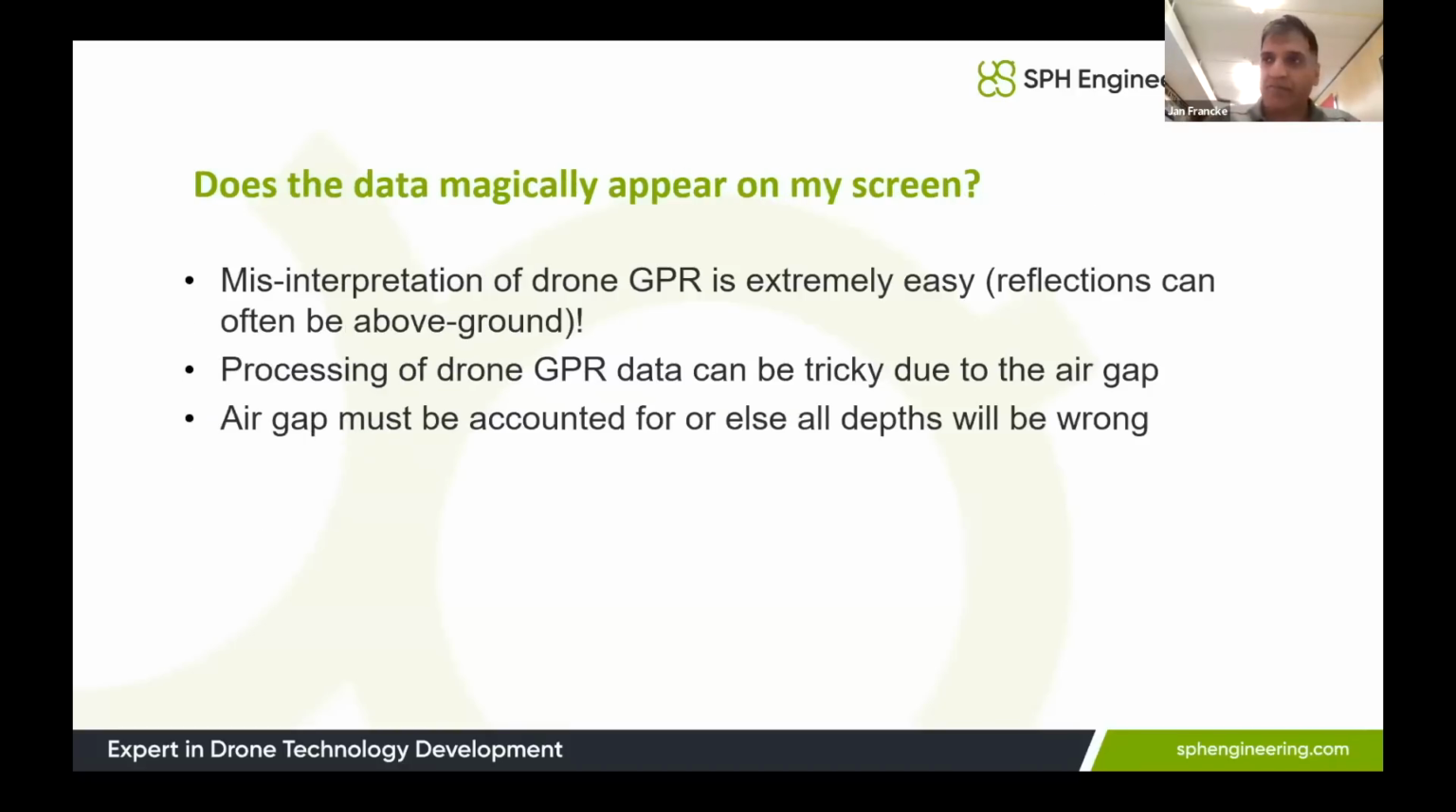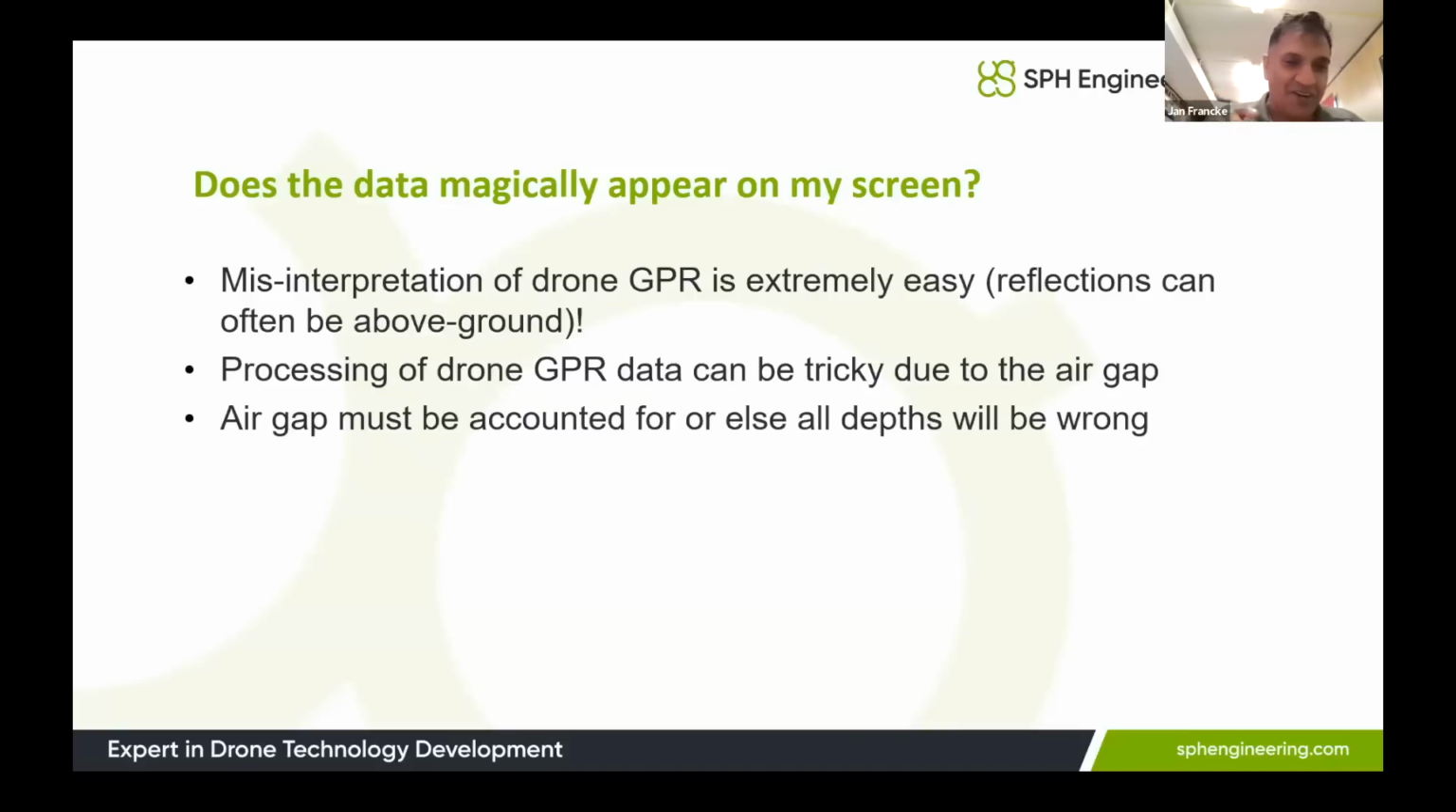So, okay, great. We have some applications, and Jonathan showed a really good one there. So does the data just magically appear on my screen and I can go home and I've got all my work done? No, unfortunately not. As I showed you, it's very, very easy to misinterpret drone GPR data. Very easy to do. I see it all the time.